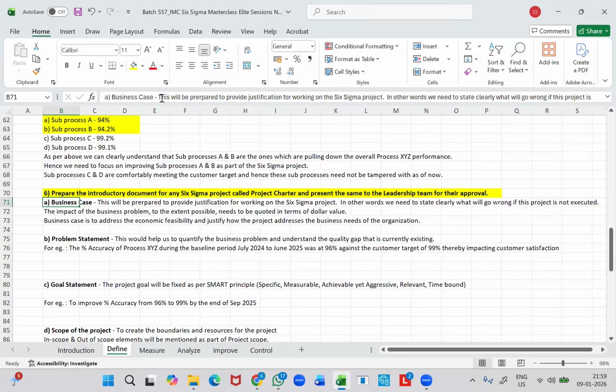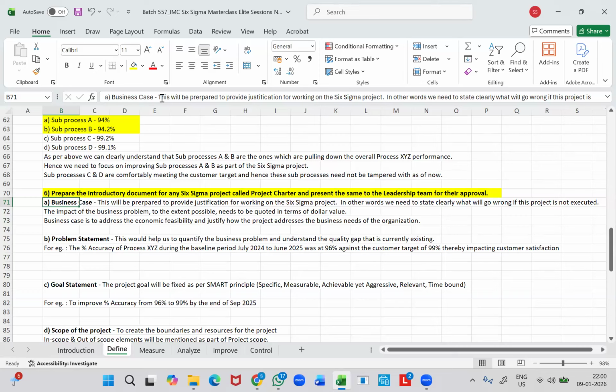So if you are going to quote the impact part of the business problem in terms of dollar value, the leadership team would be able to appreciate the depth or the magnitude of the business problem, and would be in a position to provide approval to the project team to proceed with the project exercise. Clear? So to the extent possible, try to quote the dollar impact for the business problem under business case.